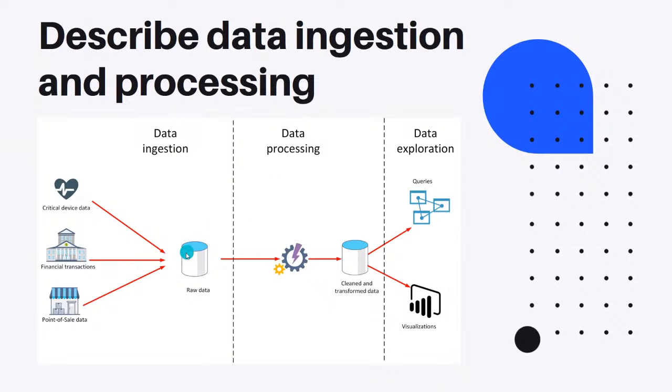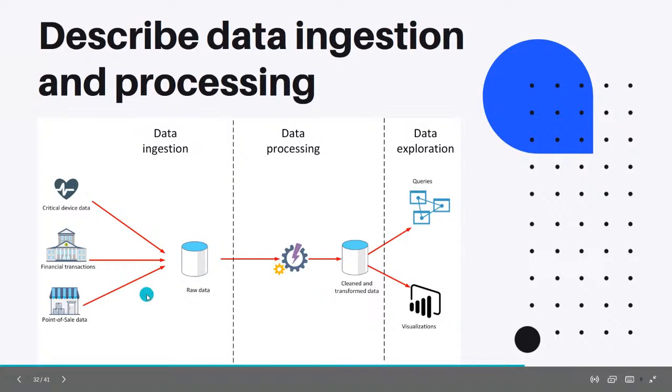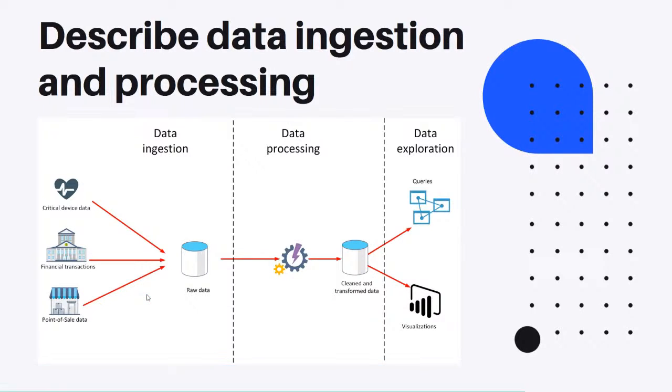For example, here we have raw data of critical device data, financial transactions, and point of sale data, and we are just transporting this raw data. Data ingestion is just transporting that data into data processing. Here the clean, transformed data is further passed for data exploration. The data that we don't require just goes to the dump, and the data that is useful is further used for applying queries, or for visualization.